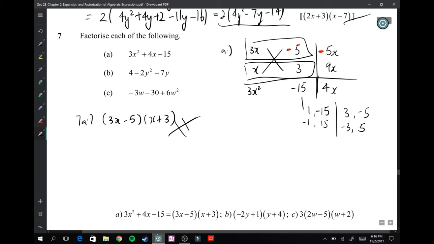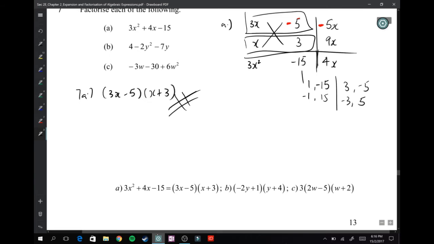This is the answer. Same for 7b and 7c. Just a quick one. 7b will look something like this, and you have minus 2y squared here, 4 here, and minus 7y. So this is minus 2y, this is y.